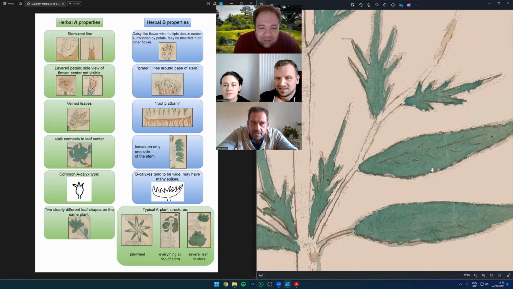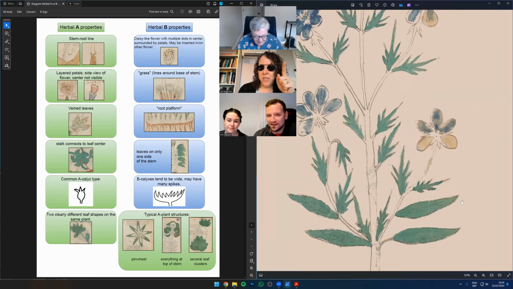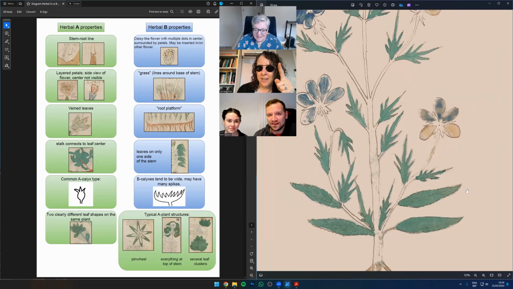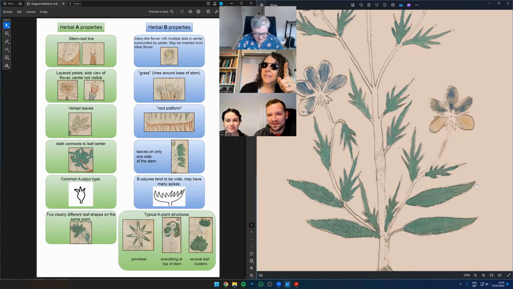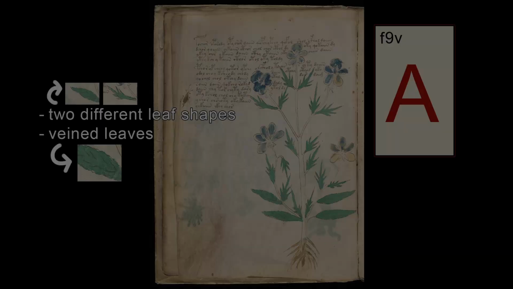We've got the veined leaves. Go ahead, Michelle. You want to handle this one because I have a thought. I think it's A. I think so too. Because of the stem I know what plant this is, because it's one that people focus a lot on. It's one of the only ones that looks like a real actual plant. And it's got the two-leaf thing, two different kinds of leaves.